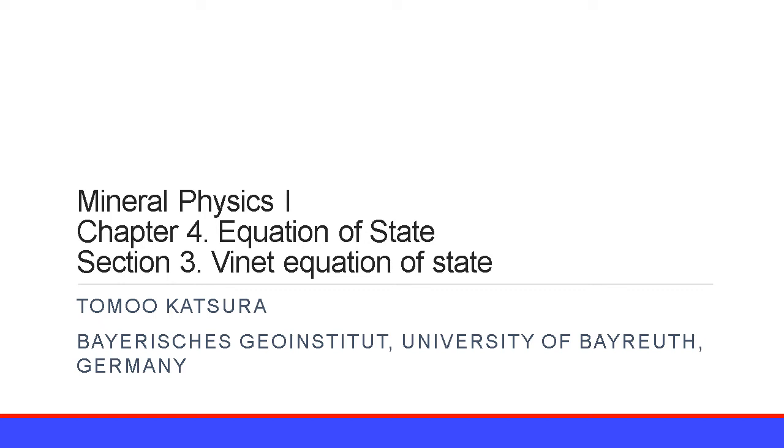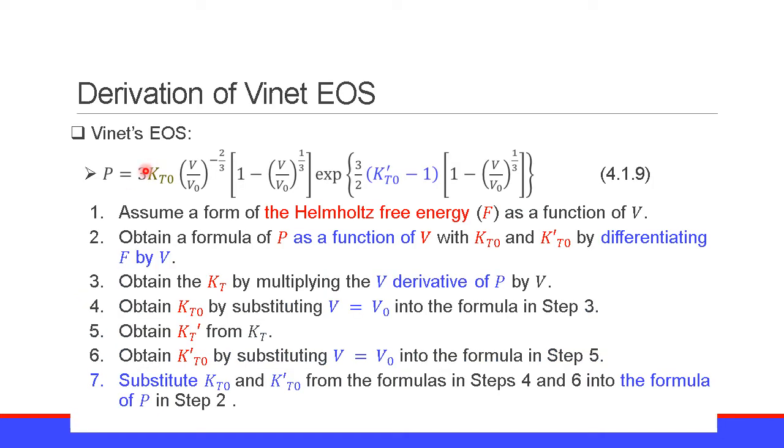Section 3 of chapter 4, equation of state, is about Vinet's equation of state. This is the form of Vinet's equation of state.